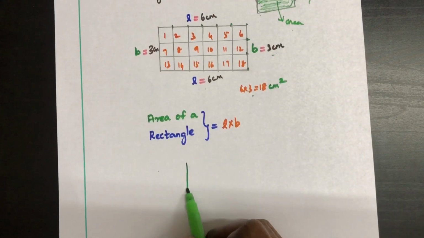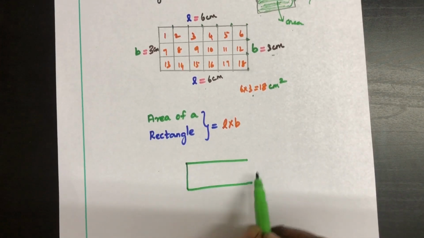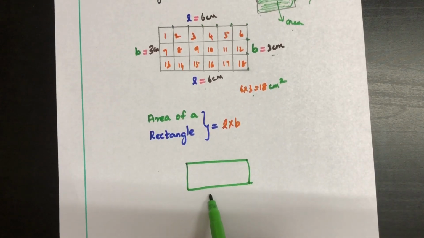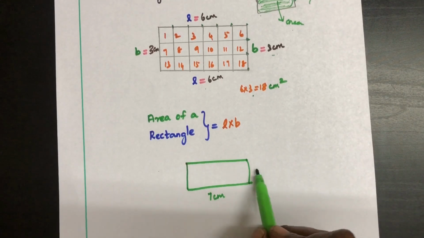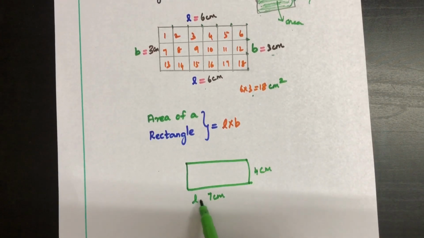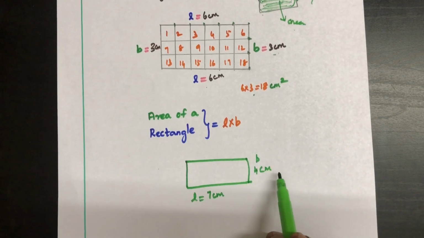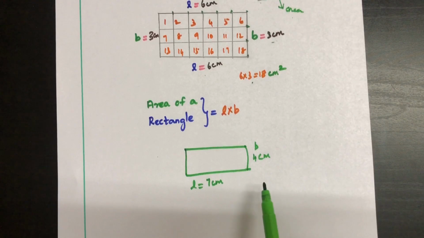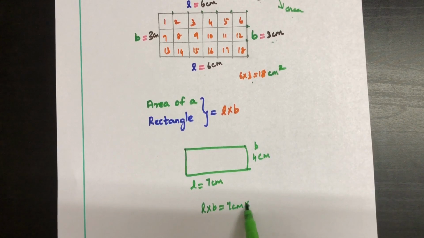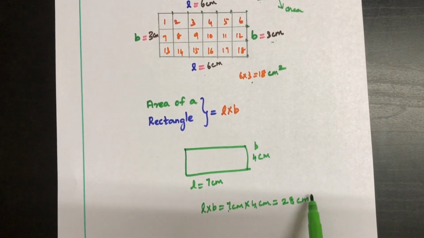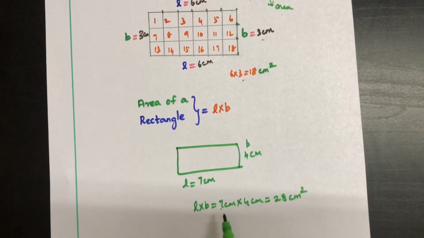For example, if you have another rectangle like this, suppose this is 7 centimeter and this is 4 centimeter. That means length is 7 centimeter and breadth is 4 centimeter. What is the area of the rectangle? It's very easy, just L into B. Multiply: 7 centimeter into 4 centimeter, 7 into 4 is 28. Centimeter into centimeter is centimeter square. Easy, right?